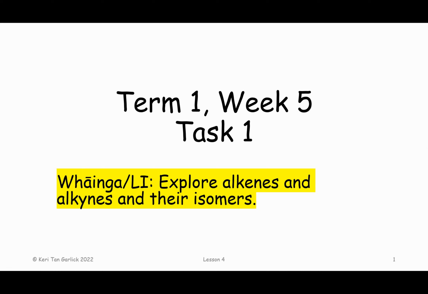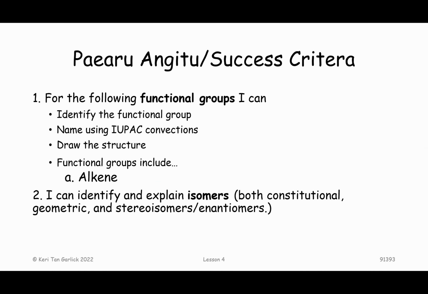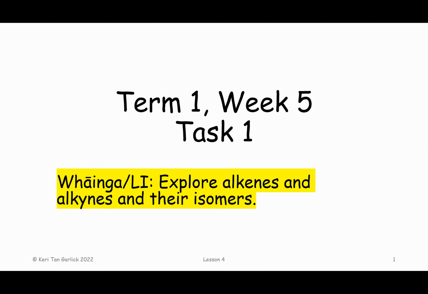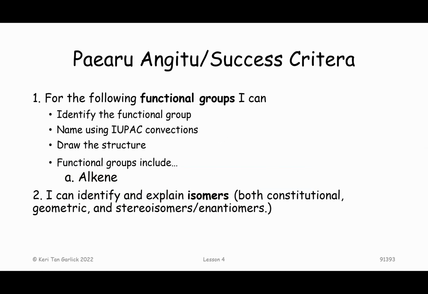This is your first task, and you have a total of 3 tasks this week to work on to keep progressing through our organic chemistry. Today's learning intention is about exploring the alkenes and the alkynes and also looking at their isomers. So that's the first chunk. Second chunk, then, we're going to be looking at the alkene reactions, and that's task 2, and then task 3 will look again at isomers, but in this case, the optical isomers.